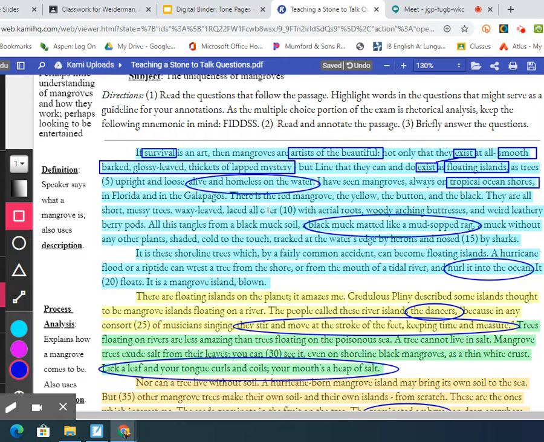Florida and the Galapagos, there was the red mangrove, the yellow, the button, and the black. They are all short, messy trees, wavy, waxy-leaved, laced all over. I'm going to choose this image because we have contrasting images here. We have messy trees, waxy-leaved, but laced all over. When I think of laced, I think of lace, something that's pretty, weird.